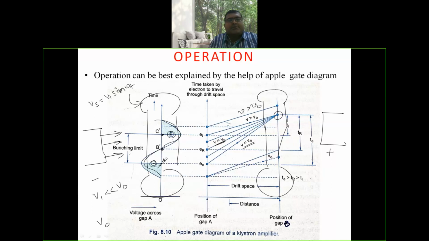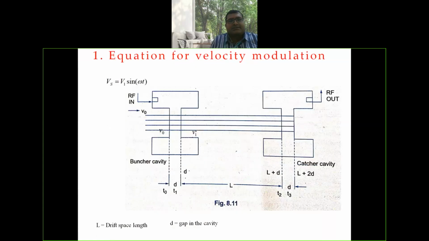Before going to the mathematical analysis, you just practice this particular diagram. Here V0 is the velocity of the electron beam before entering the buncher cavity. V1 is the velocity of the electron beam after leaving the buncher cavity. This means the electrons are affected by the gap voltage and move with the velocity V1.